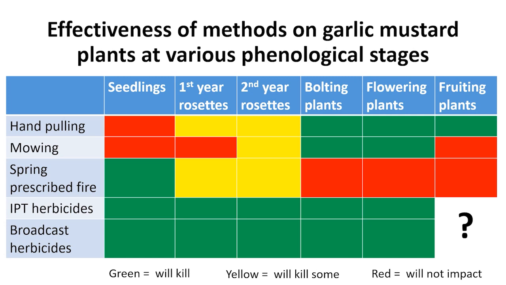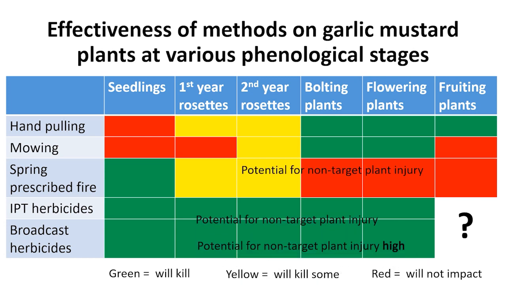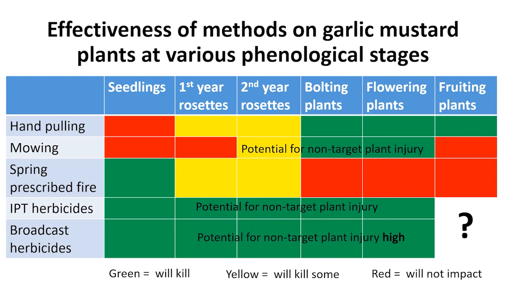But what I want to emphasize here is that while we can use this information to highlight which technique we want to use at what time, we also have to consider the desirable plants in the understory. Because while we can maximize the timing of our tool to maximize control, several of these tools are going to have the potential for some non-target plant injury.